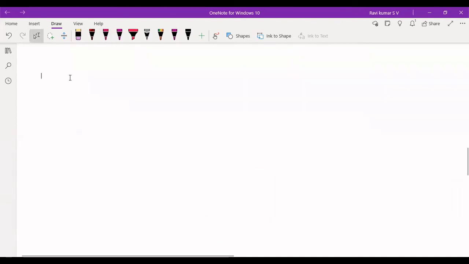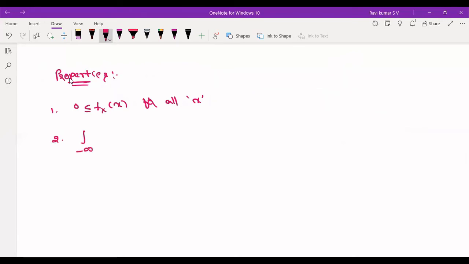Okay, so this is the basic definition of the probability density function. Let us discuss the properties of the probability density function. The first property is 0 less than or equal to fx of x for all values of x. That means the density function is not negative, so it's a non-negative function. And the second one is integral minus infinity to plus infinity fx of x dx is equal to 1.